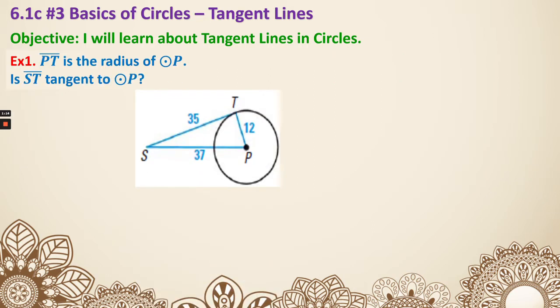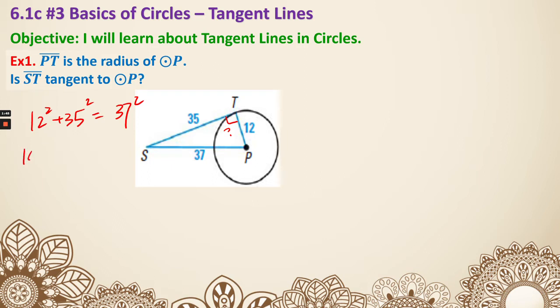So here's an example. If PT is the radius of circle P, is ST tangent to circle P? Well, it's basically asking if this is a 90 degree angle or not. We can use the Pythagorean theorem because we have this triangle right here. If the Pythagorean theorem is satisfied, that means it is a right triangle. So all we need to do is set it up: 12 squared plus 35 squared, and we're trying to see if it equals 37 squared.